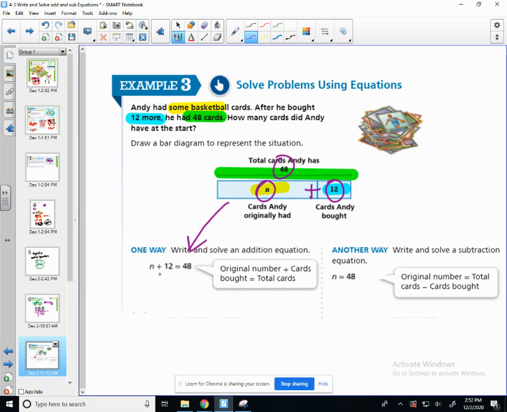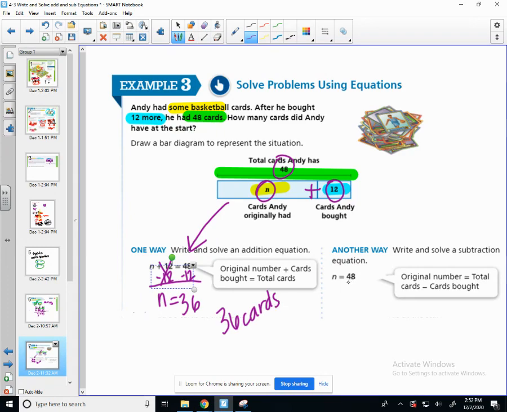So, in order to solve that, we're going to do what we did yesterday, which is the opposite of adding is subtracting. So I'm going to take away 12 from both sides. I'm going to take away 12 from 48. Keep my n. 12 cancels out. Keep my equal sign. 48 minus 12. 8 minus 2 is 6. 4 minus 1 is 3. So that means that he originally had 36 cards.